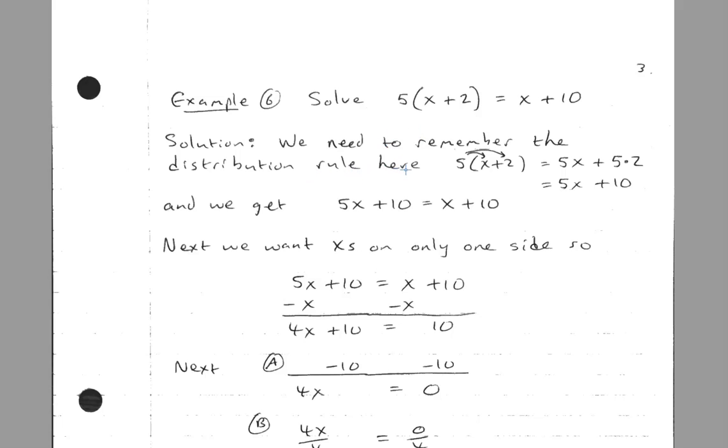All right, so the new thing we need here is you have to remember the distribution rule. So this 5 is multiplying the x, we get 5x, and it's also multiplying the 2, so we get 5x plus 5 times 2, 5x plus 10. So just a little bit of work to do on the left side, and we get 5x plus 10. It's not 5x plus 2, it's 5x plus 10.